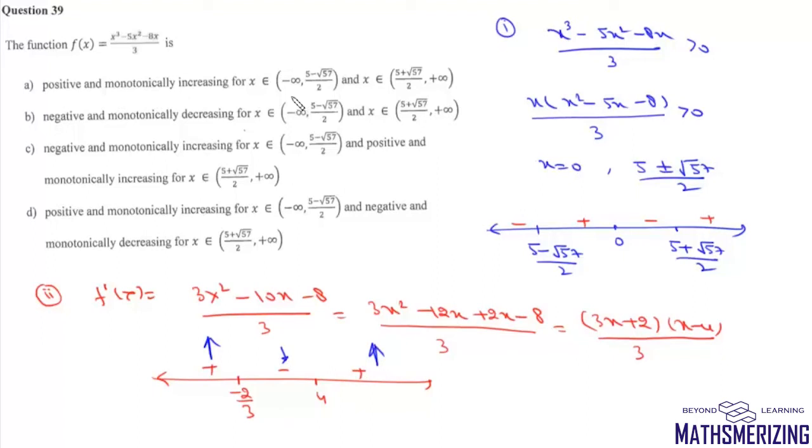So in this interval, when x is less than 5 minus root 57 by 2, this value it is negative, and 5 minus root 57 by 2, this value is actually less than minus 2 by 3. So in that case, this function will be an increasing function. So this function will be negative and increasing in this first interval, which is minus infinity to 5 minus root 57 by 2, and then it will be positive and increasing in this second interval. So answer to this question is option number C.